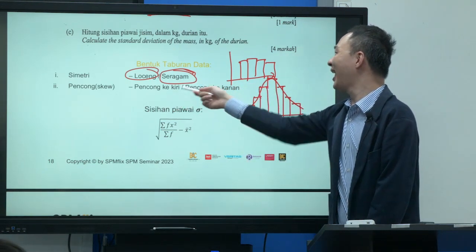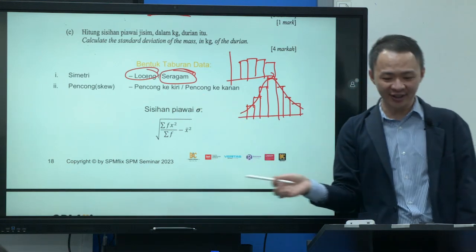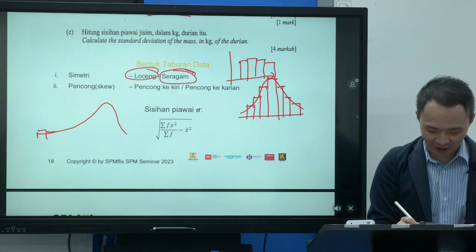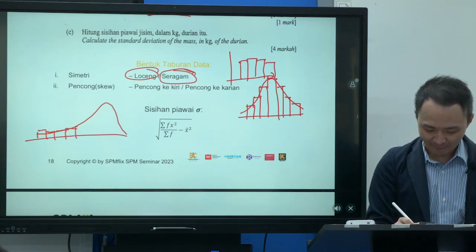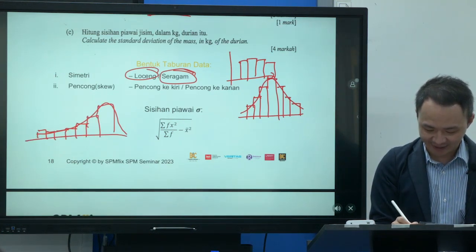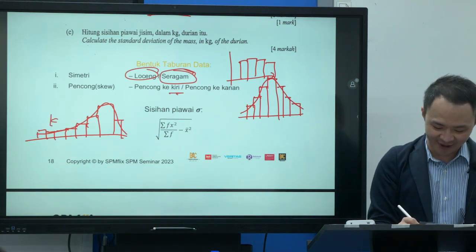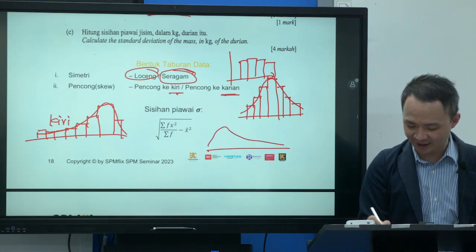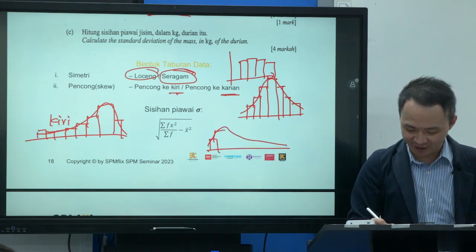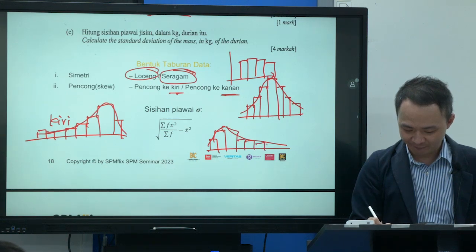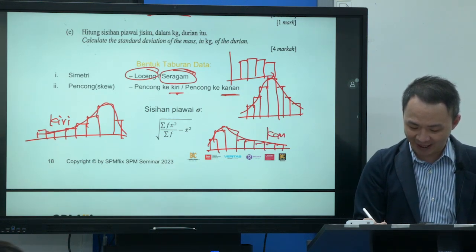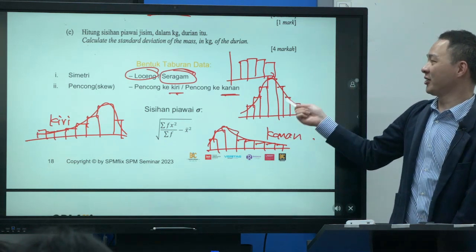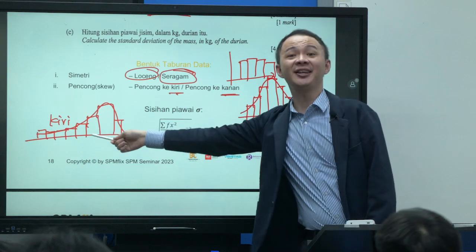This one is skewed to the left. In Malay, we call pencong ke kiri. So this one, you can see a long tail at the right-hand side. So you have quite low here in the histogram, but then here is higher like this. Okay, this one is ke kiri. Kiri dekat sini kan? Dan kanan, on the other side, the tail at here. So you have the histogram like this. Okay, ini is pencong ke kanan. Okay, this one will be the long tang, seragam, kiri, kanan.